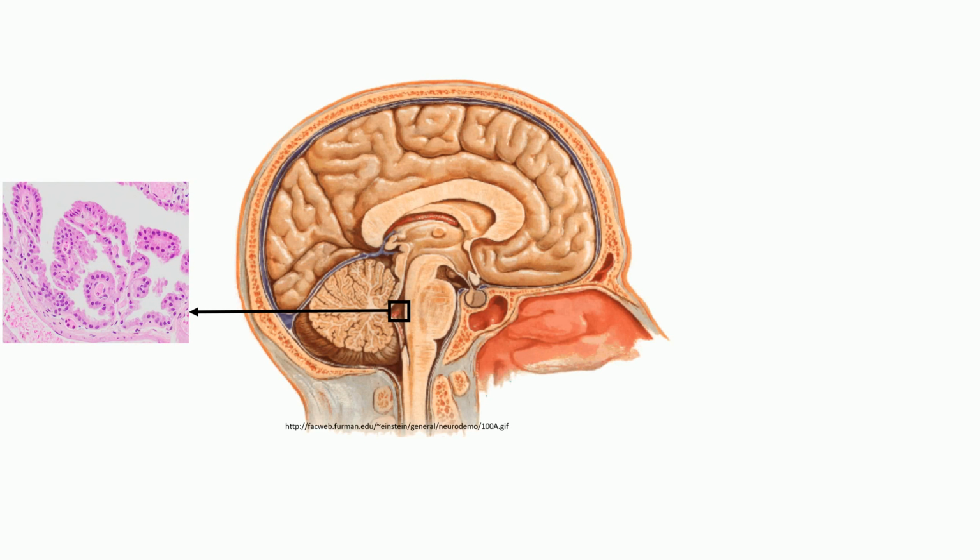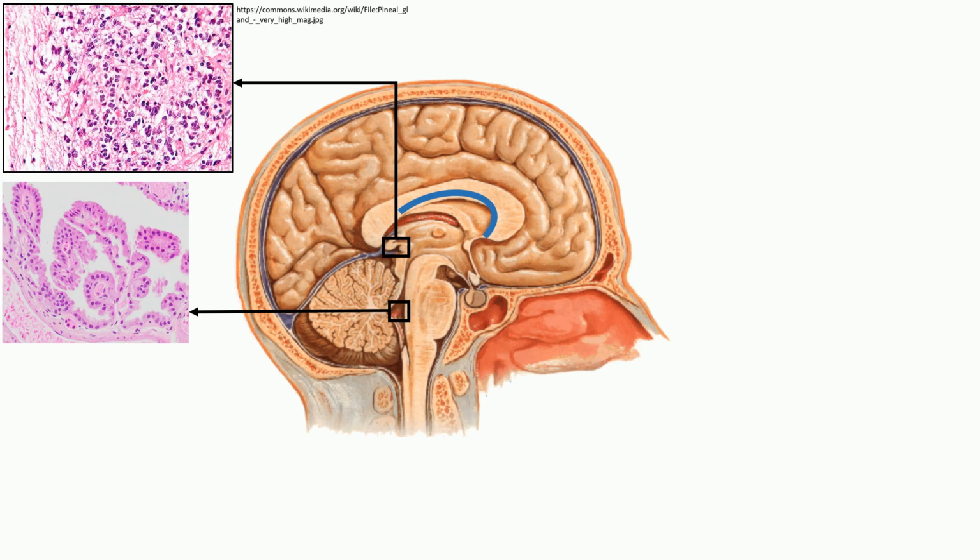If we move on above the superior colliculus, we can see that the pineal gland is located above the superior colliculus. The histologic appearance of the pineal gland is very different from anything we've seen here before. The histologic appearance of the normal pineal gland can be easily confused for tumor to the untrained eye.